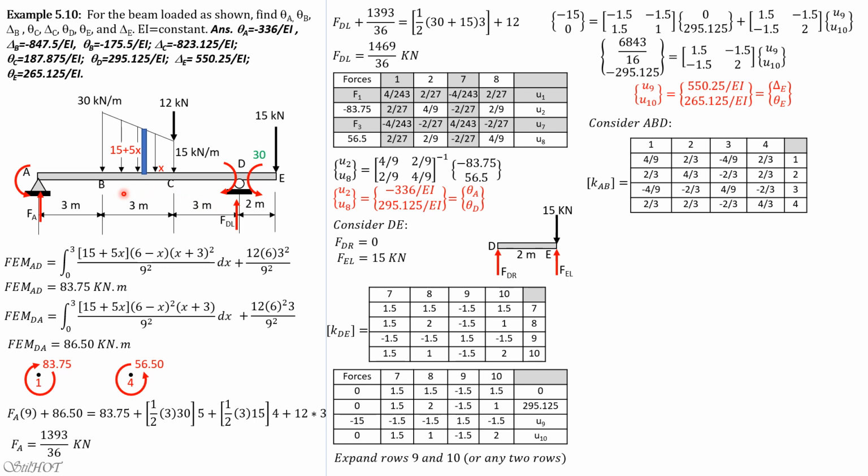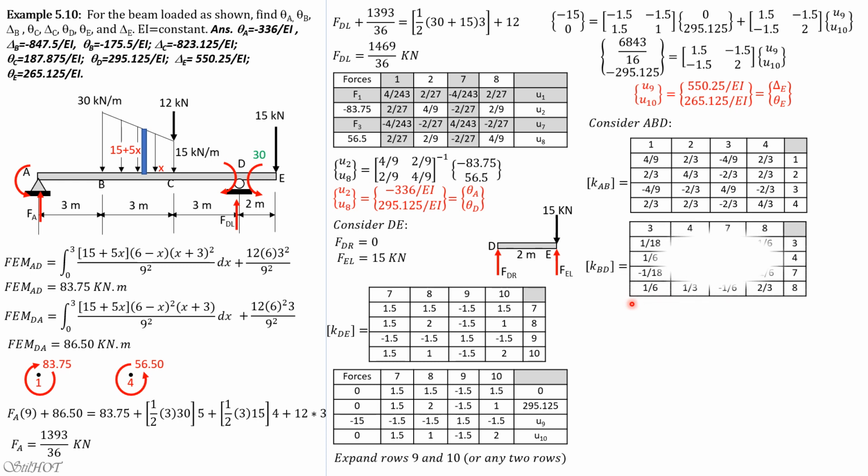Then BD is 3, 4, 7, 8 because D is 7, 8. So KBD is 12 over 6 cubed. First one is 12 over 6 cubed. That's 1 over 18. 6 over 6 square is 1 over 6. Then the negative of 1 over 18, you just copy 1 over 6. This is also copy 1 over 6.